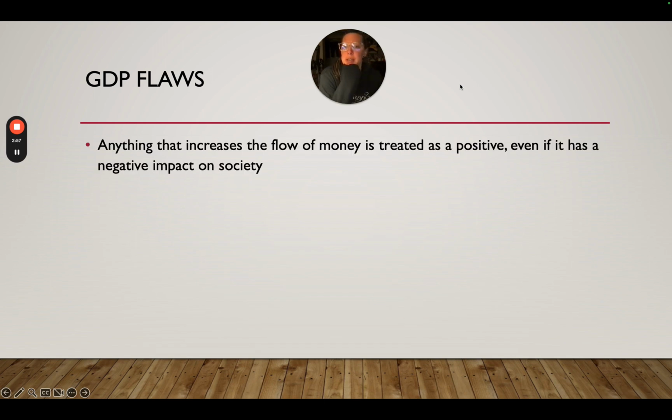Some flaws in GDP include that anything that increases the flow of money is treated as a positive, even if it has a negative impact on society. I feel like we are almost constantly bamboozled by this in a way. These large companies are constantly just making sure that they make more money, and it doesn't really matter if they have a negative impact. Take the fast fashion industry: Shein, Zara, Forever 21. They're just like, hey, I'm making money, let's go, go, go, without realizing that there are negative impacts on the environment as well.